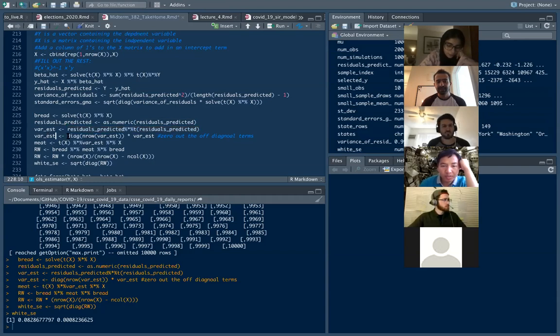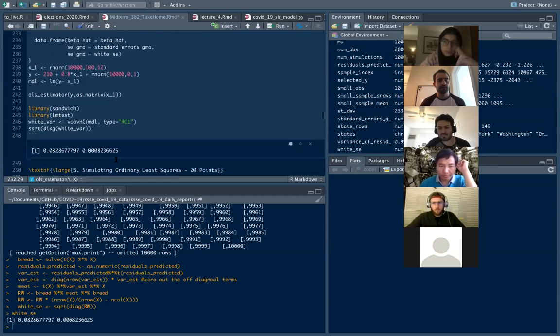So we can multiply the variance of the estimator by the diag of the variance of the estimator, which is basically just an identity matrix, and it'll zero out everything that's off the diagonal. So then you can plug that into the meat, and you'll get your white standard error. I'll post this all on Canvas, but the solution is there. It gets the exact same results as you get from the sandwich package.